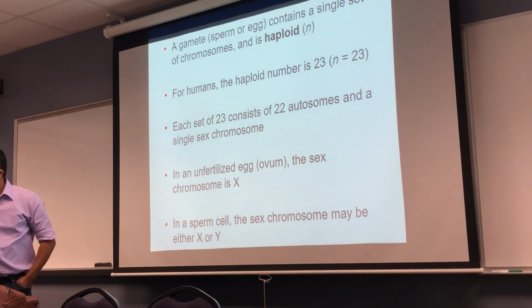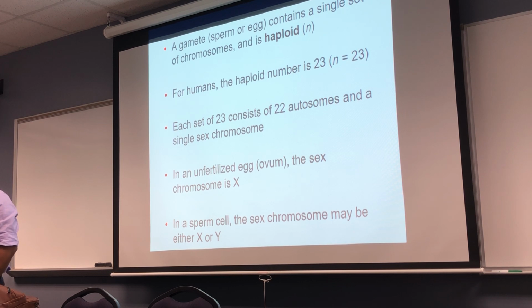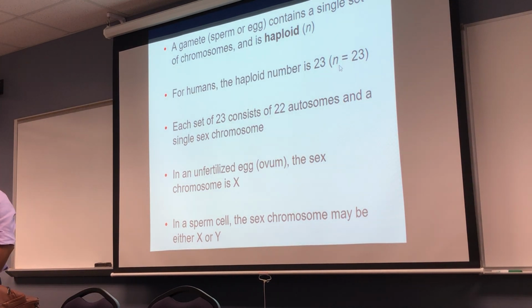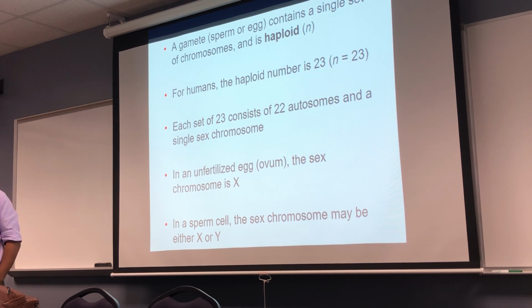So the gametes, the reproductive cells, are haploid. For these gametes, either the egg cell or the sperm cell, those are going to be haploid, so only one n. For humans, the haploid number is 23, n equals 23. Diploid number, that would be 2n, 46. Make sure you know that haploid number and diploid number. Each set of the 23 chromosomes consists of 22 autosomes and one sex chromosome.